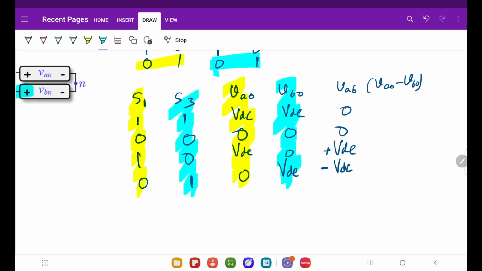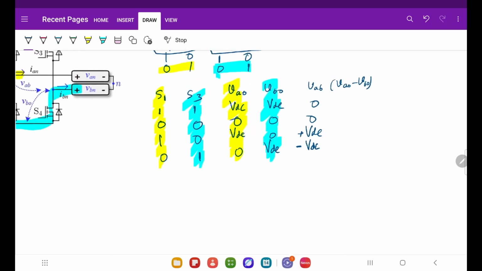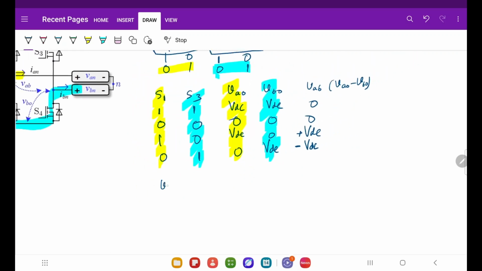Okay, so if you see when S1 is on, VBO is VDC, 0 means it is 0. So we can easily write VAO equal to S1 into VDC and VBO equal to S3 into VDC, right? So whatever the voltage waveform of S1 and S3, it will perfectly replicate that.